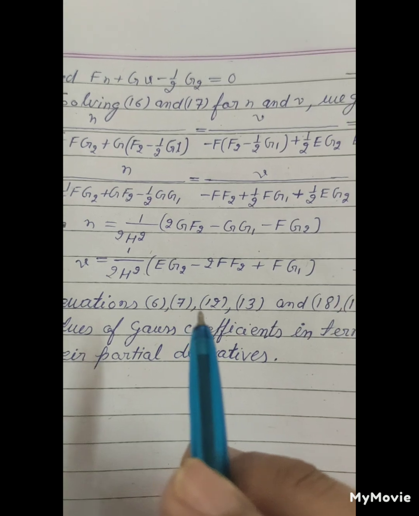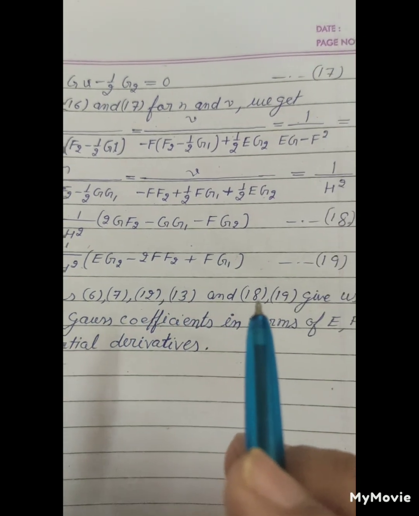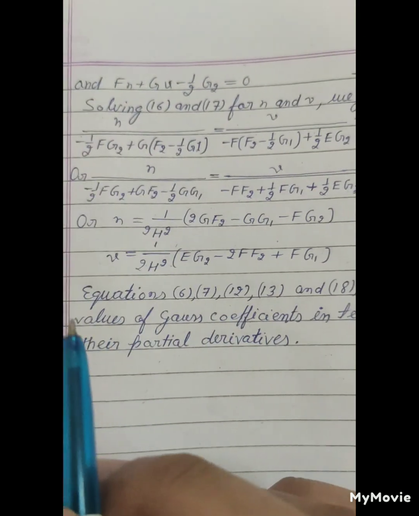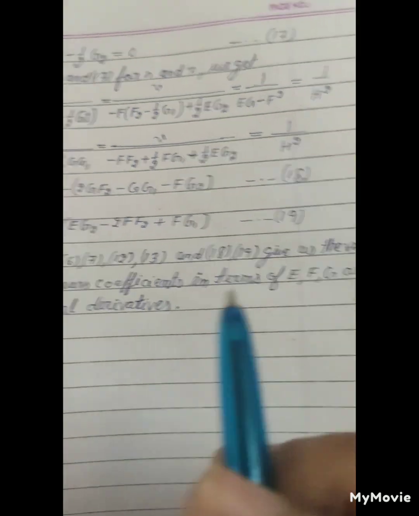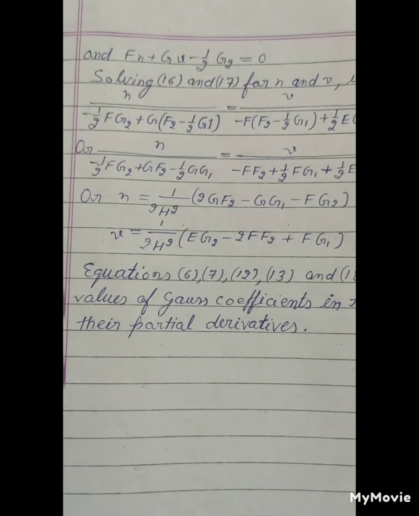The equations 6, 7, 12, 13, 18 and 19 give us the values of the Gauss's coefficients in terms of E, F, G and their partial derivatives.